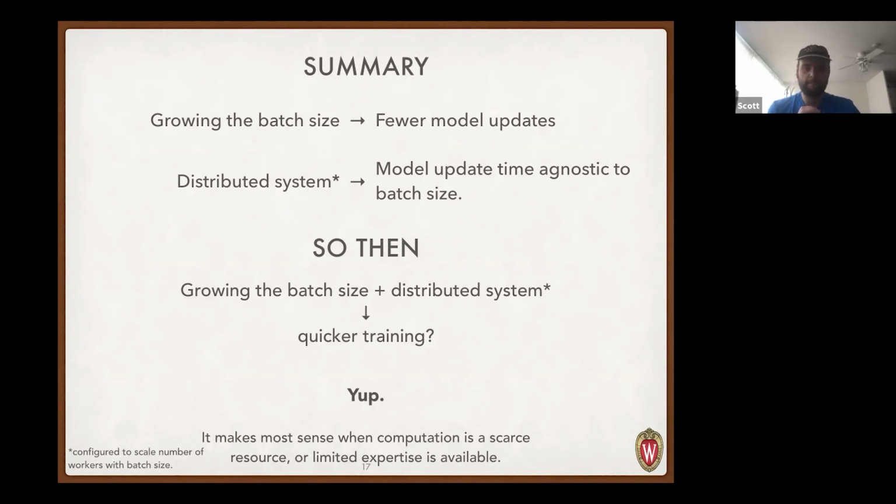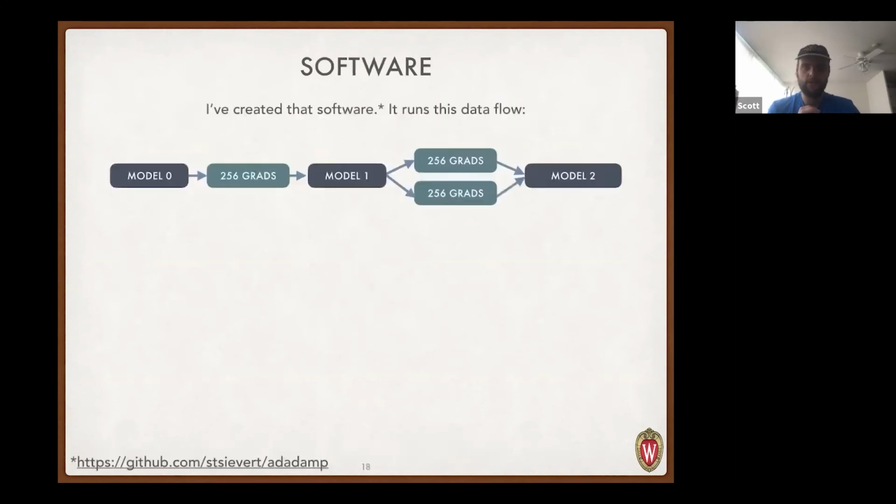Okay. So I've written software to do that. The software runs pretty much this data flow. It says let's train a model for a bit with one model update with a batch size of 256. On the second update, we'll have a batch size of 512, and we'll have twice as many workers. So the batch size and number of workers are linked together.